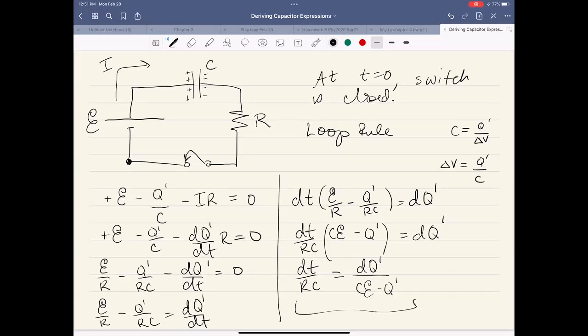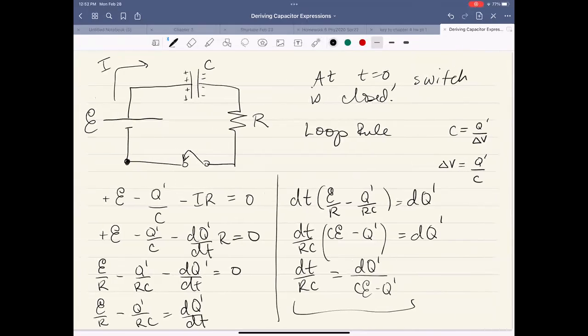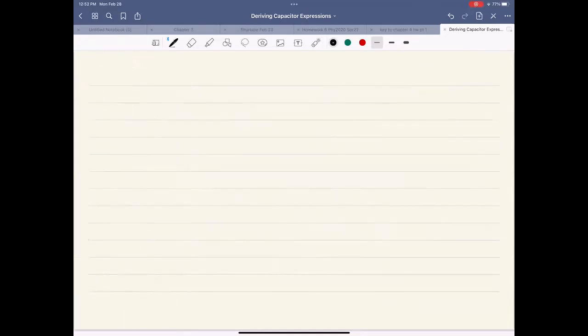I've isolated everything that depends upon Q and put that on one side of my equation. And now I've got the stuff that has time dependence on the other side of the equation. Okay, and now I'm going to integrate both the left and the right hand side, and then I'll have my expression for Q right after a little bit of algebra. So that's our strategy. Okay, so let's go ahead and take this to the next slide and copy that over and then solve. So I have dt over RC is equal to dq over C times the EMF minus Q prime. Now I'm going to integrate both sides.